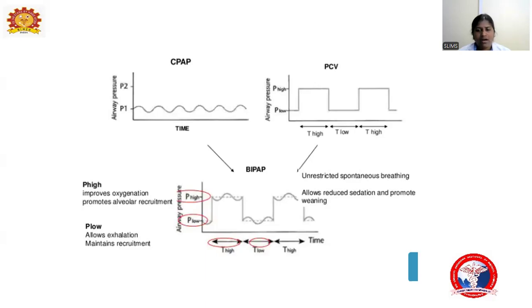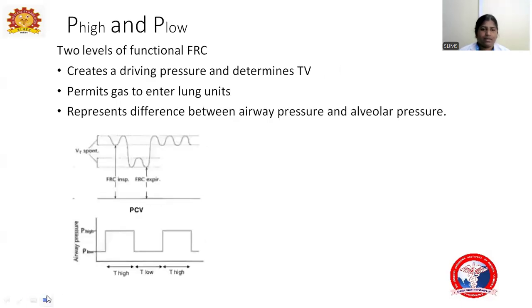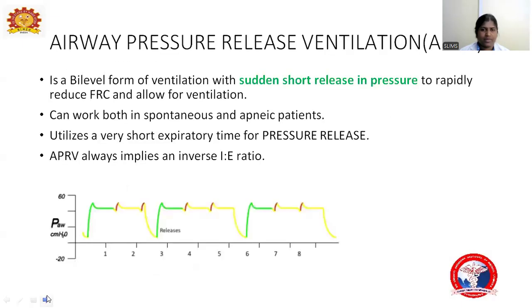Why that is important is it will promote unrestricted spontaneous breathing, and it will allow reduced sedation and promote weaning from the ventilator. So same thing, pressure high and pressure low, it creates a driving pressure and determines tidal volume. What are the advantages? Permits gas to enter the lung units and represents the difference between airway pressure and alveolar pressure.